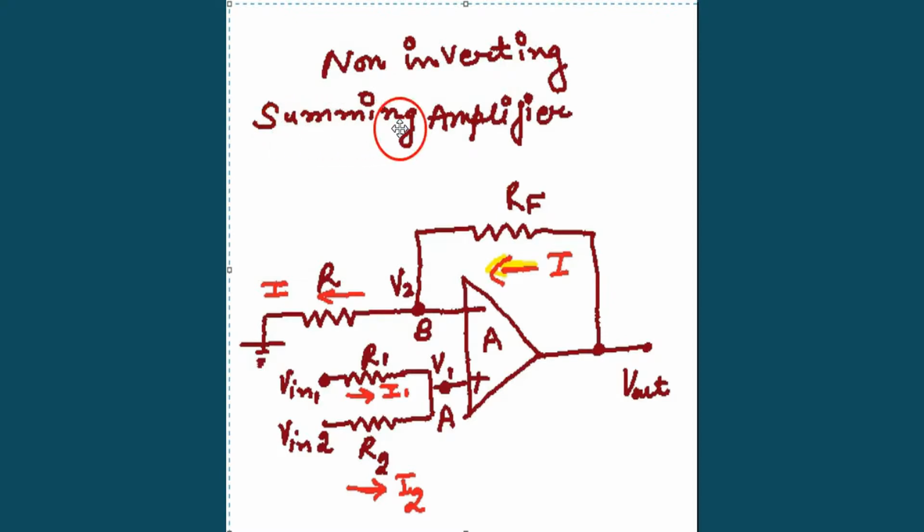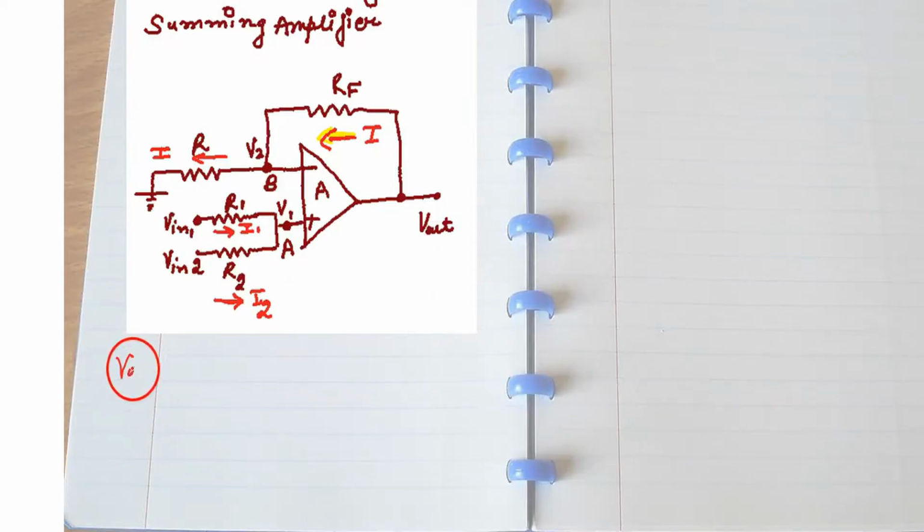This is a circuit for the non-inverting summing amplifier. This operational amplifier has minus and plus terminals. The input voltages Vin1 and Vin2 are applied to the plus, meaning non-inverting, terminal through resistors R1 and R2. Here the voltage is V1, current flowing is I1, and through R2 current flowing is I2. This point is B, the inverting terminal. It is grounded through R, and the output is connected to the input through the feedback resistor RF. The RF current flowing is I and it is passing through R. Okay, this is all about the circuit.